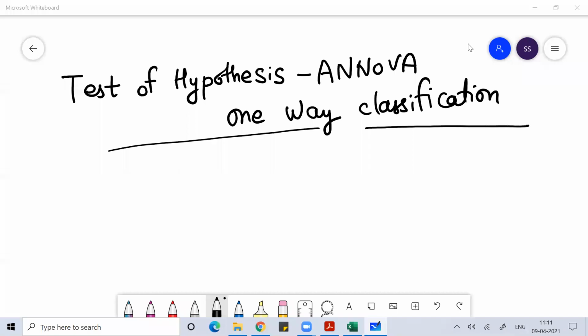Good morning. Welcome to the class on business statistics, where we are covering previous year questions related to the concepts of statistics. In this class, we are going to discuss a very important concept called ANOVA. In ANOVA, we will discuss one-way classification.